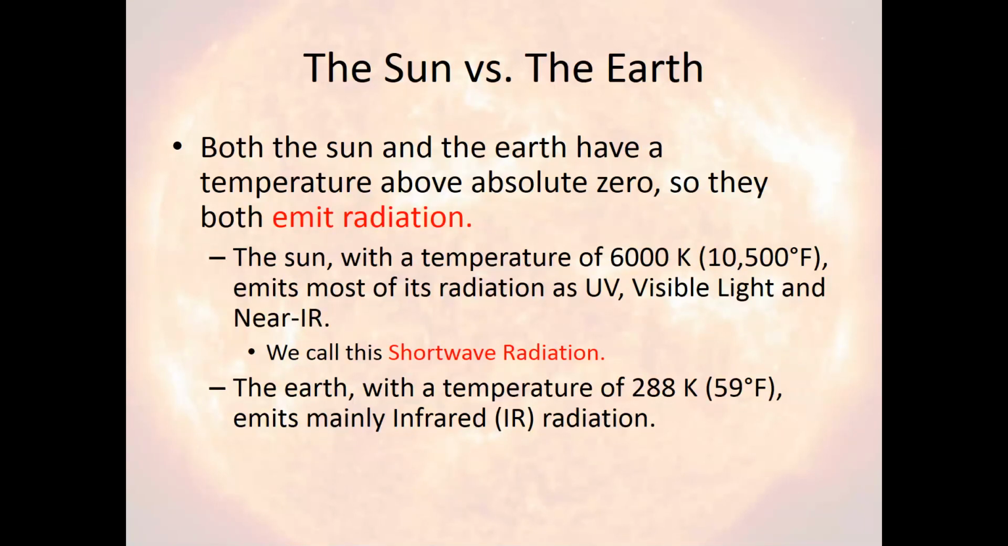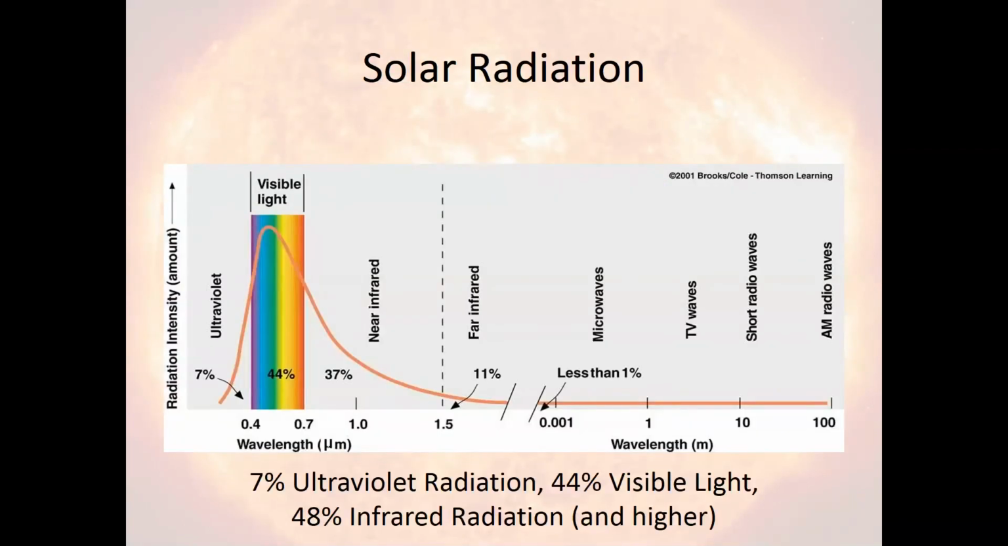So the Earth emits much longer wavelength radiation, and it emits a lot less than the sun does. Overall, we call this longwave radiation. So the sun emits shortwave radiation, the Earth emits longwave radiation. Hold on to those two terms because we're going to use them a lot for the duration of this quarter. Got it? Well, let's move on real quick.